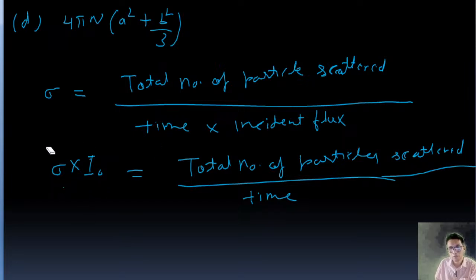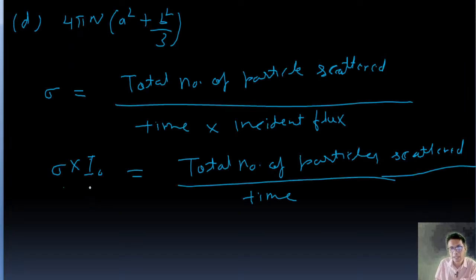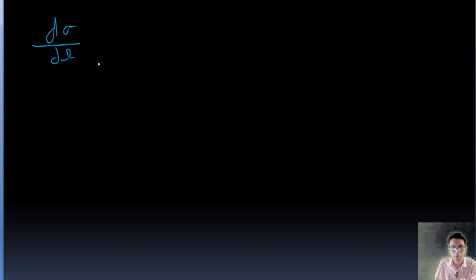So now what we have been given is d sigma upon d omega. We just have to find the value of sigma, and then multiply that value of sigma with the incident flux. We'll get the required value, that is the total number of particles scattered per unit time. So d sigma upon d omega is given, guys. It's a simple integration: a square plus b square cos square theta.